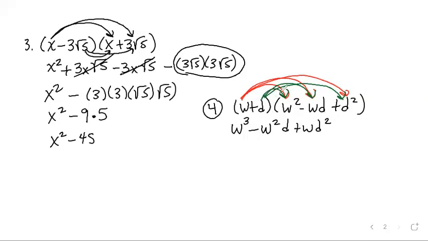Then I'm moving into my green arrows here and multiplying everything by D. So D times W squared, DW squared. D times negative WD is going to be negative WD squared. And then the last D times D squared is going to be a positive D cubed. In 8.4, you're going to have to know how to do this without doing first, outer, inner, last in your head. You're going to have to know I have to multiply everything in this by everything in this. Okay.